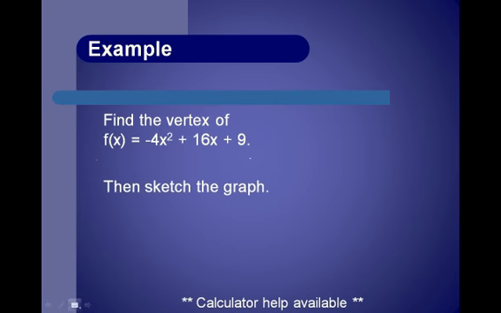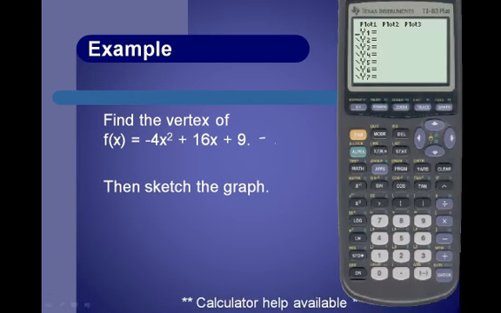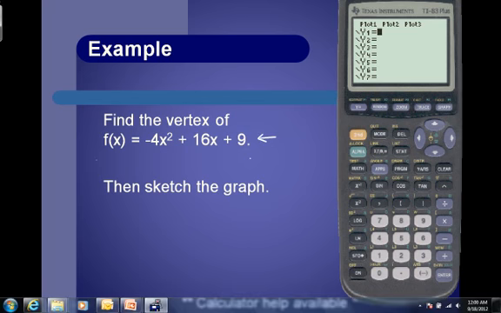So what we're going to do is we're going to go into our calculator. We're going to go to y equals, and we are going to enter this function in as y1. So we're going to go y equals negative 4x to the second power plus 16x plus 9. And we're going to graph that. Well, when we press graph, we're going to get something that looks like that. It's not quite looking like a parabola, but we know it could.